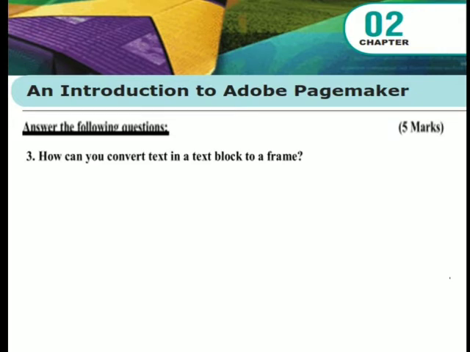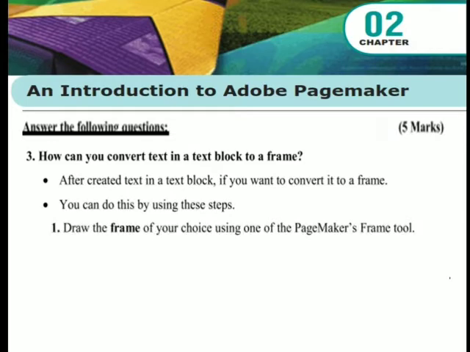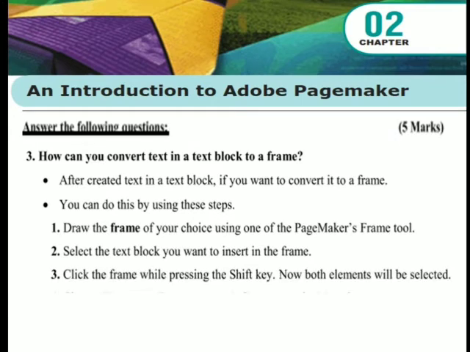Third question, how can you convert the text in a text block to a frame? After creating text in a text block, if you want to convert it to a frame, you can do this by using these steps. Draw the frame of your choice using one of PageMaker's frame tools. Select the text block you want to insert in a frame. Click the frame while pressing the Shift key.